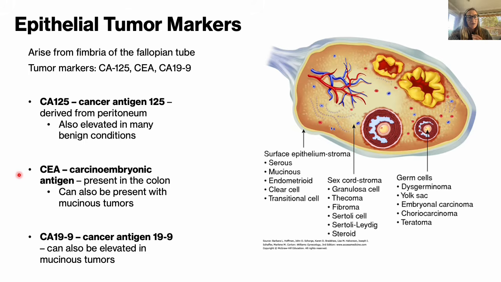CEA is carcinoembryonic antigen. This is present in the colon, but it can also be present in mucinous ovarian tumors. And then CA19-9, or cancer antigen 19-9, which can also be elevated in mucinous tumors, sometimes in endometriosis, sometimes in dermoids. And so, like we said, we use these oftentimes in surveillance, like after surgery, once we know the diagnosis. They can be helpful before surgery to risk stratify, but they're not perfect.